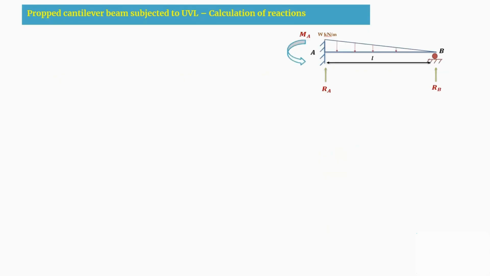So to calculate the reactions, I am going to balance the deflection at this end point, that is B support. As we know, we have considered this entire propped cantilever beam in 2 parts. One is a simple cantilever with the UVL and another is a cantilever with the upward reaction.